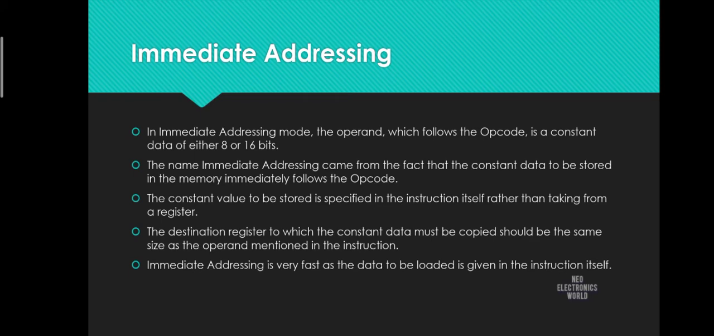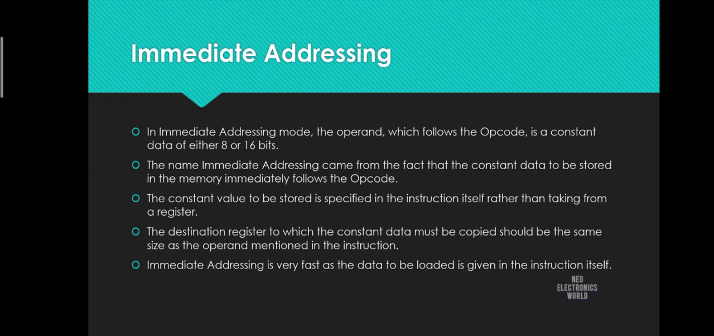What is immediate addressing? In immediate addressing mode, the operand which follows the opcode is a constant data of either 8 or 16 bits. The name immediate addressing came from the fact that the constant data is stored in the memory immediately following the opcode. That is very important. The constant value to be stored is specified in the instruction itself rather than taken from a register.